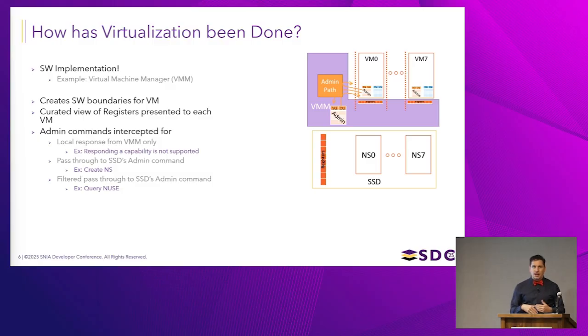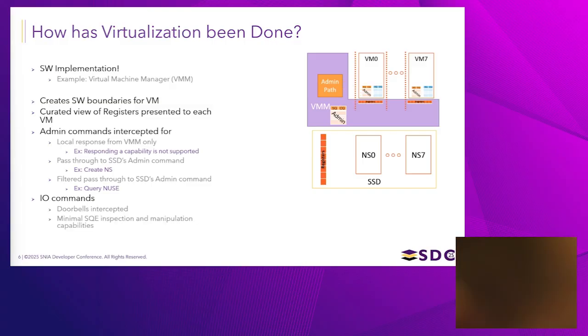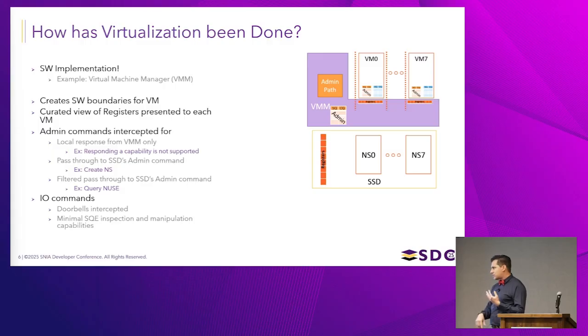And I think there's another that's a little bit more interesting, where a filtered pass-through may happen. There might be a query of usage of the drive, and it might actually send that command to the drive, but then curate the response to be slightly modified for what it wants to present to the VM. So there's a whole host of what a VMM may do through different commands and use cases and their goals.